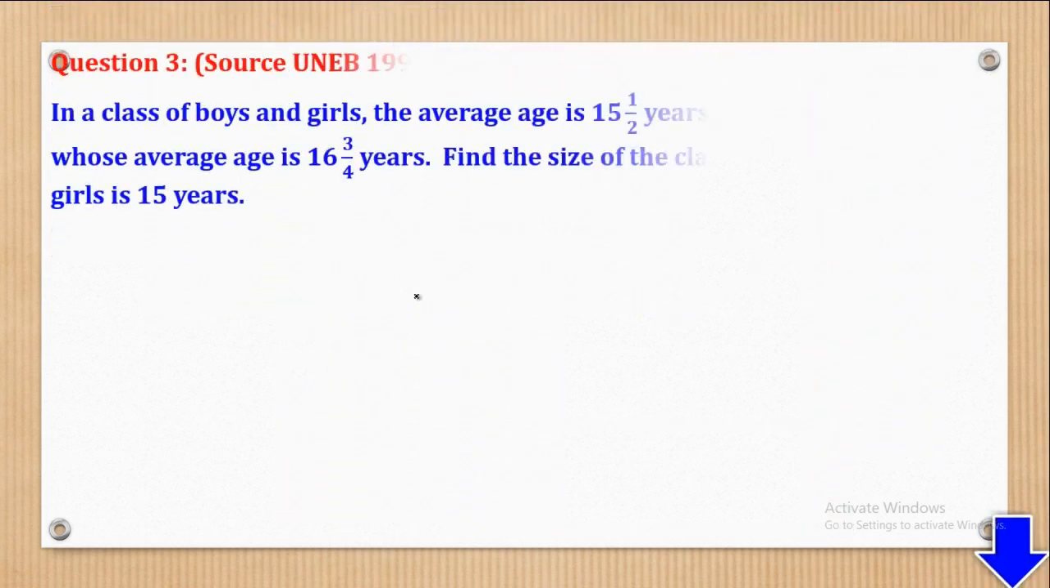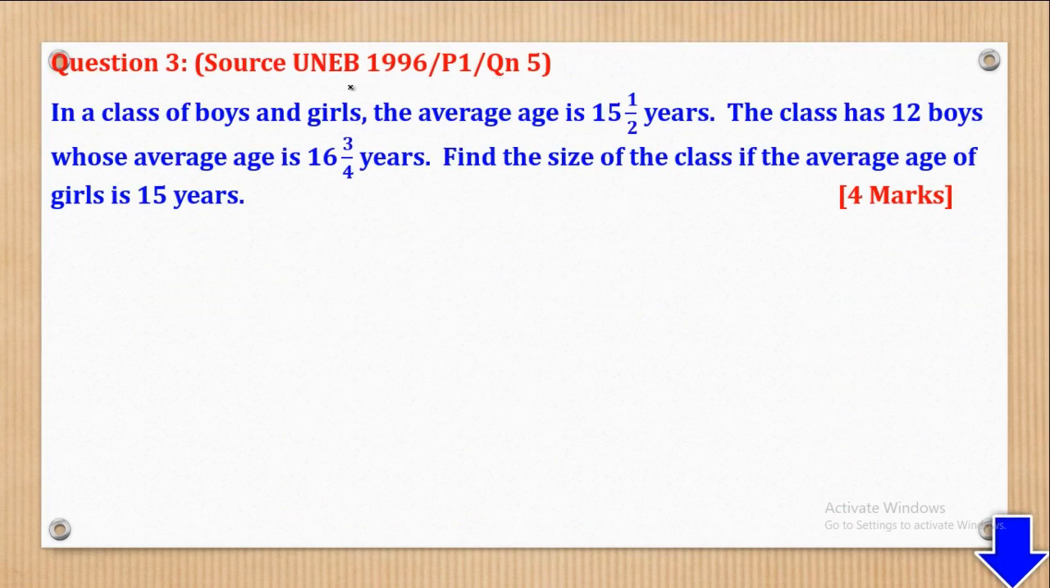Now we shall go to question 3, which came from 1996 paper 1 question 5, and says in a class of boys and girls the average age is 15.5 years. The class has 12 boys whose average age is 16 3/4, that is 16.75 years. Then find the size of the class if the average age of girls is 15.